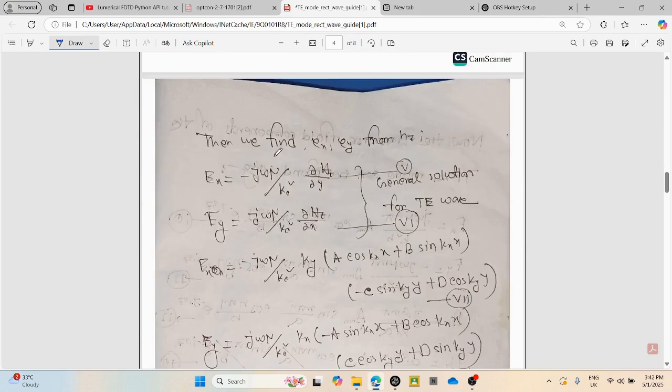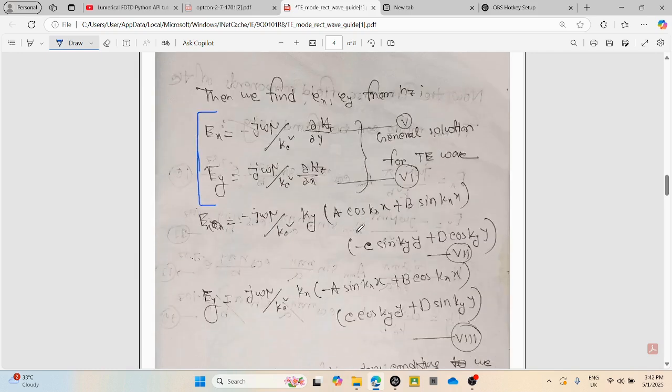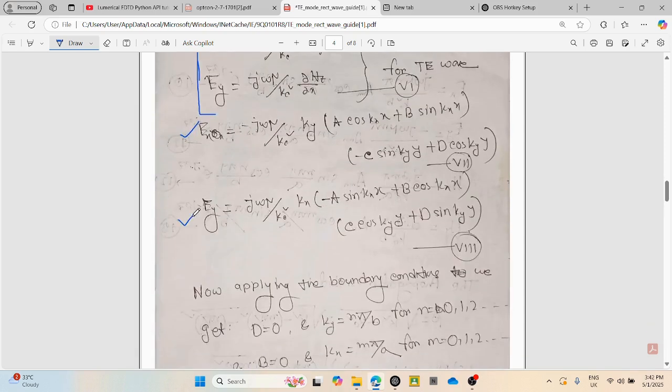Now we find the Ex and Ey from Hz. We get the Ex and Ey equations from the general solution of transverse electric wave equations, which were derived previously. Now we will plug in the values of Hz in the corresponding equations. Then the equations will look like this: Ex, Ey.